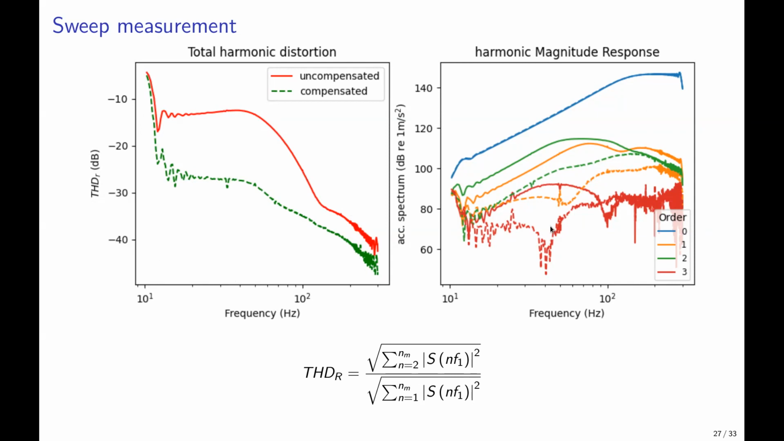And then on the right here, we see the corresponding magnitudes of the fundamental and the harmonics over frequency. The way to read it is that, for example, this is the level of the fundamental. At that level, the second order harmonic is at this level, and with compensation, it's reduced like this. The frequencies here are of course the frequencies of the fundamental, not of the higher order harmonics. So they are aligned in that way.